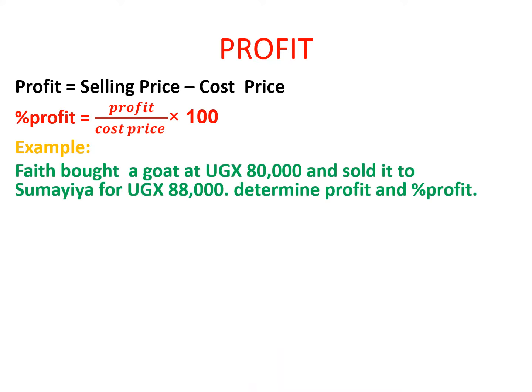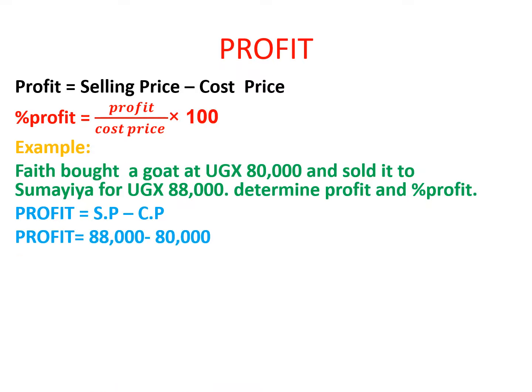Then here we have our example that says that Faith bought a goat at 80,000 shillings and sold it to Sumaya for 88,000 shillings. Determine profit and percentage profit. So profit here is equal to selling price minus buying price. Our profit is equal to selling price, which is 88,000, minus cost price, that is 80,000, and I get the answer as 8,000.